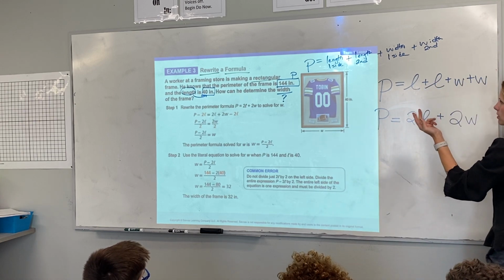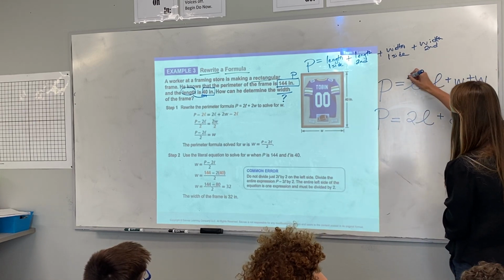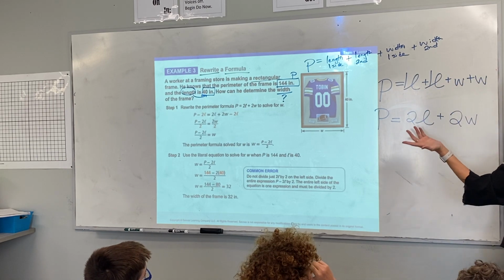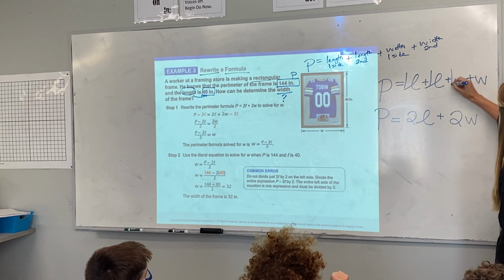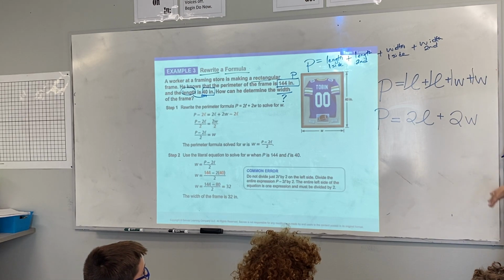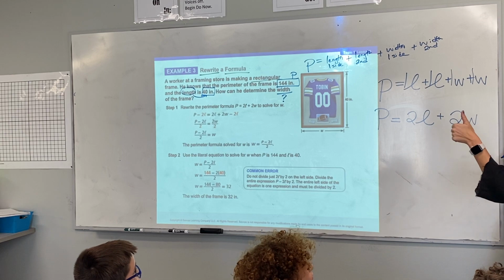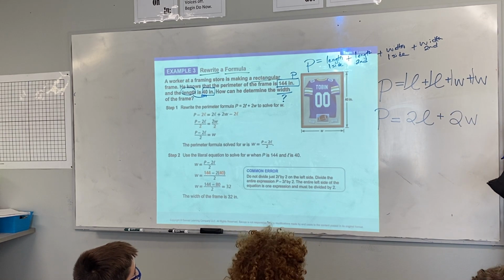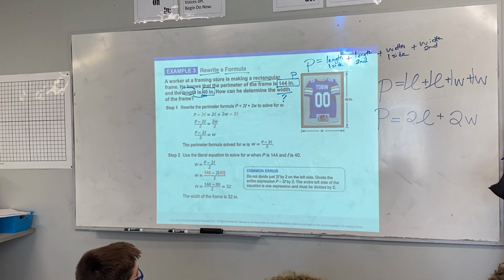So L plus L is 2L. Remember these invisible ones? 1L plus 1L is 2L, right? It's the same thing. 1W plus 1W. Anytime you see a variable, whether it stands for width or anything, it's... you good? What is it? Can it go L plus W times 2? L plus W times 2?